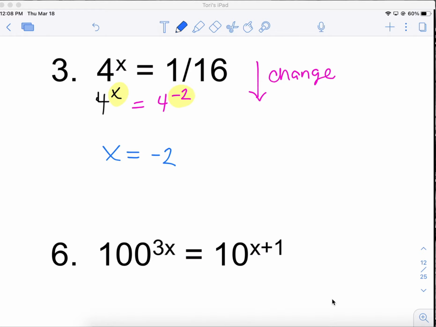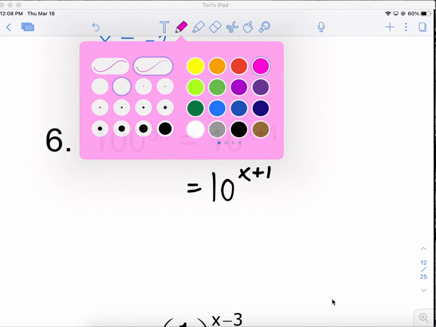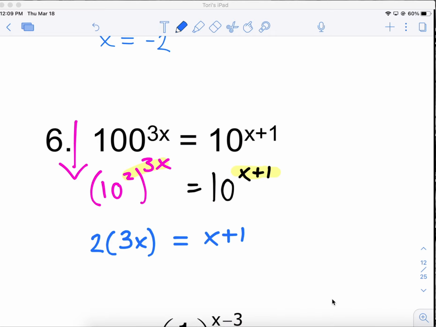Okay? All right, let's try number 3. Number 3, the 10 is already in its simple base. So 10 to the x plus 1 is not going to change. I'm actually going to change the 1 on this side. So 100 is 10 squared. So I'm going to wrap it in parentheses, 10 squared, and its exponent is going to stay on the outside, because when I multiply these, I have to make sure that I'm keeping them separate. So 2 is going to be separate from the 3x. They're going to have to multiply. And I'm setting that equal to x plus 1.